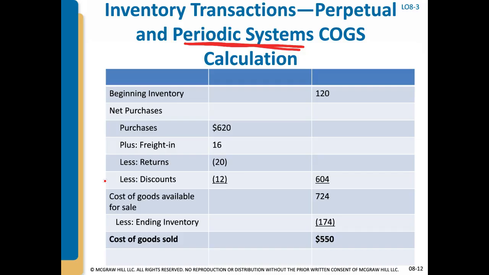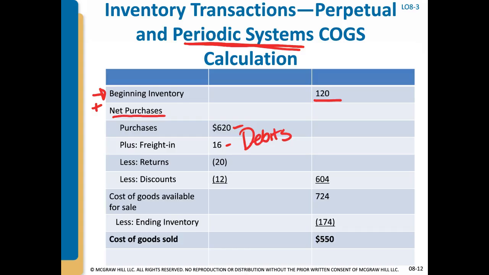And so the way we do that, remember our formula, we take our beginning inventory plus our net purchases. The problem told us that our beginning inventory was 120,000. Our net purchases is everything affecting this temporary purchase account, based off the entries throughout this video. We purchased $620,000, and then we had freight in of $16,000. These were both debits to these accounts.